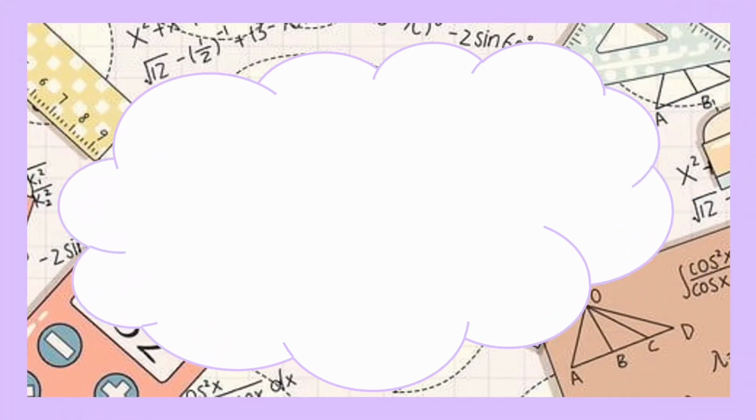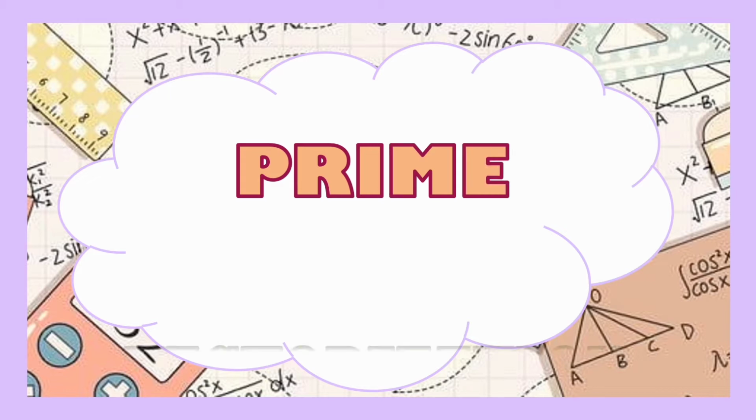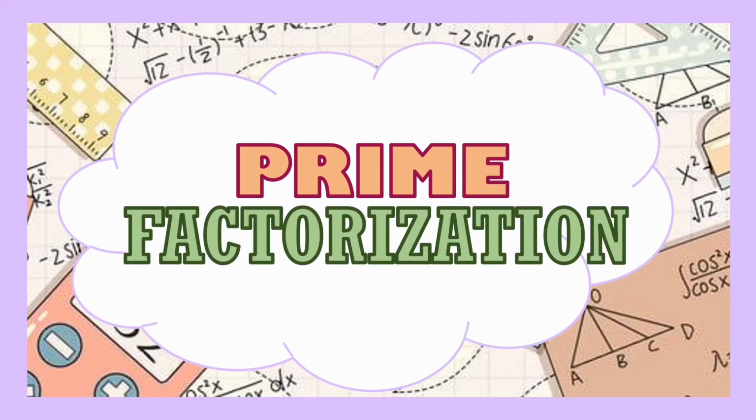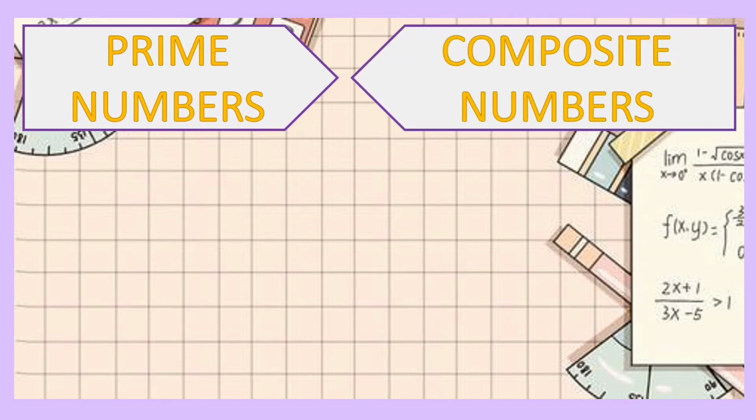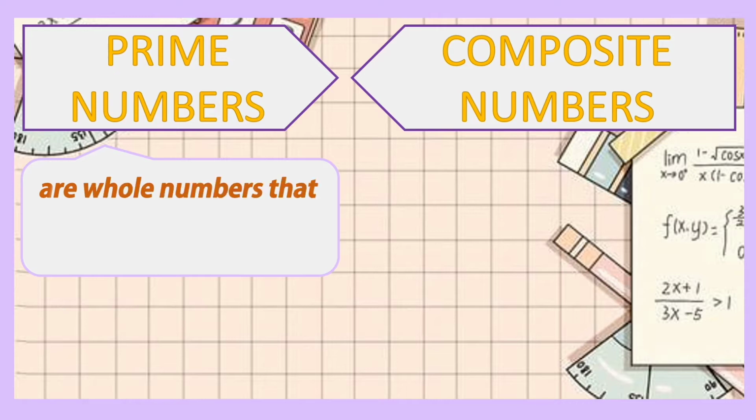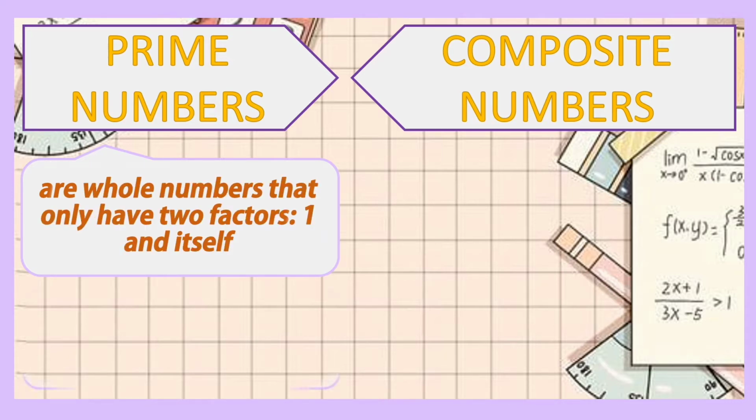Good day! Today, you're going to learn about prime factorization. But before that, let's first differentiate prime numbers and composite numbers. Prime numbers are whole numbers that only have two factors, 1 and itself.